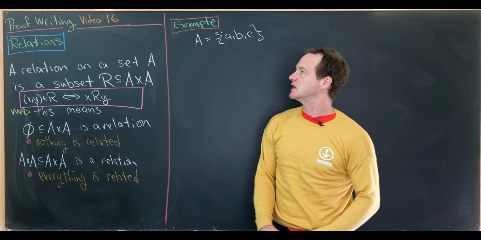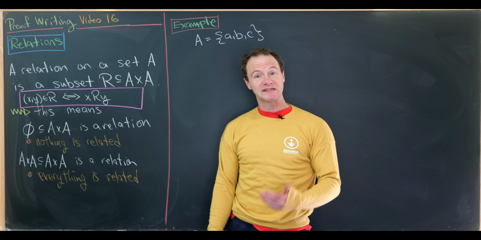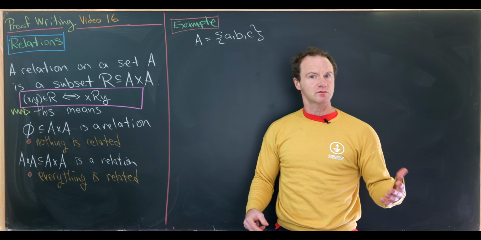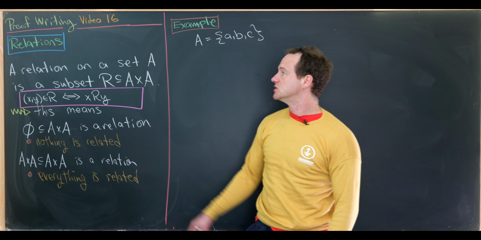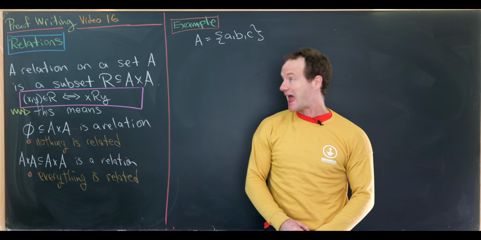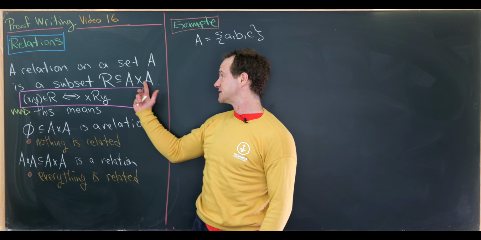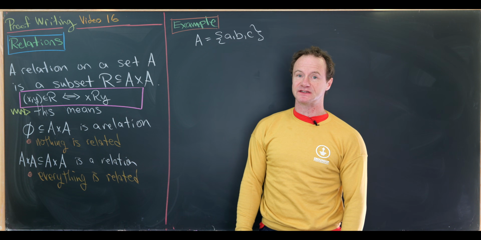This is the 16th video in a series devoted to proofwriting, and today we're going to talk about relations. So let's just jump into the definition. A relation on a set A is merely a subset of the cross product of A with itself.